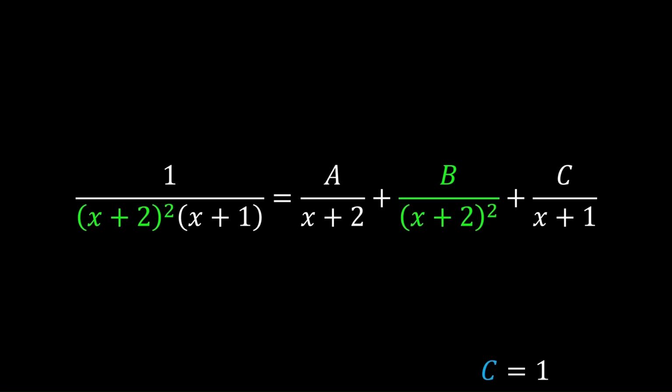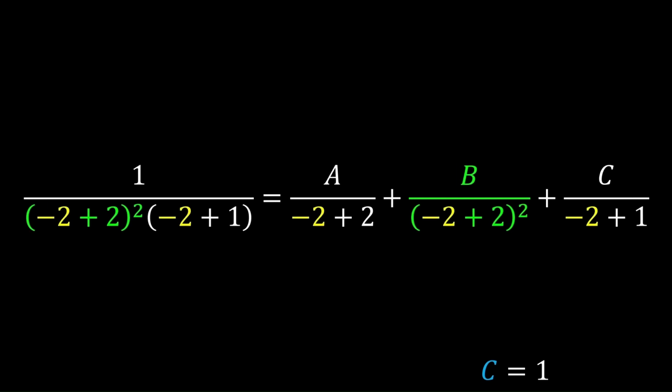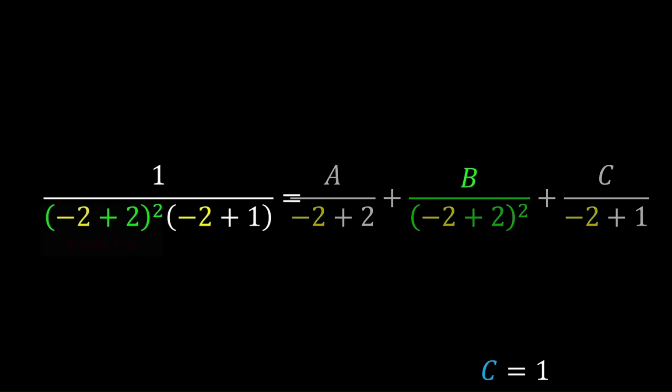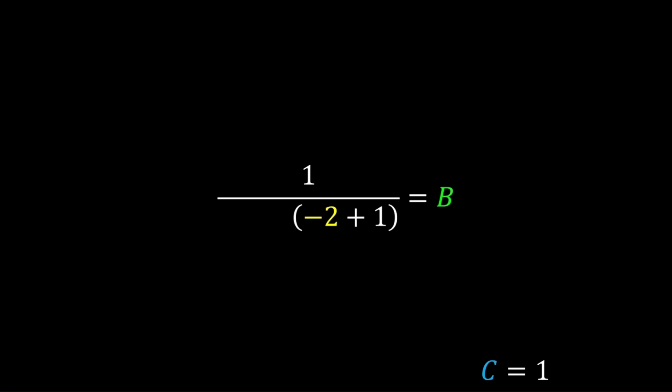We can now move on to the term containing b with the denominator of x plus 2 squared. We can easily turn this into 0 by substituting in -2 for x. We can then cover up the denominator of the b term and compute the resulting expression, resulting in b equals -1.